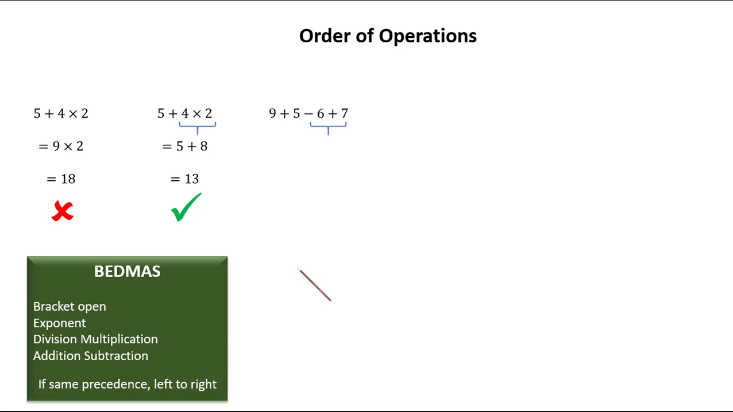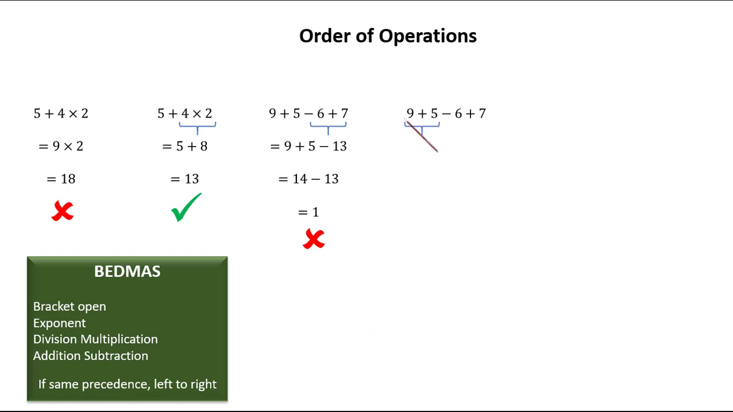Suppose a student does this. 6 plus 7 is 13. So 9 plus 5 minus 6 plus 7 becomes 9 plus 5 minus 13. 9 plus 5 is 14, minus 13, and he or she gets a 1. Why is this wrong? Okay, let's try to understand that.